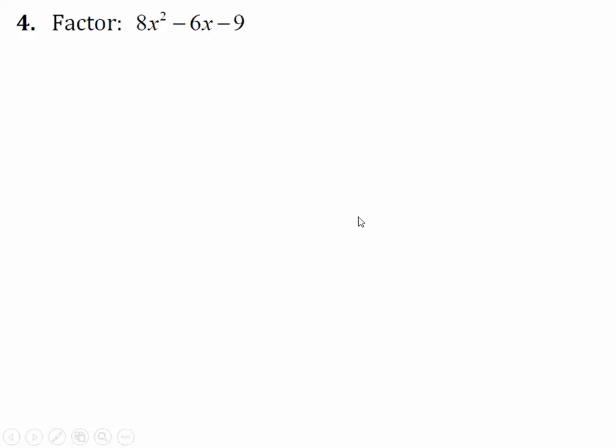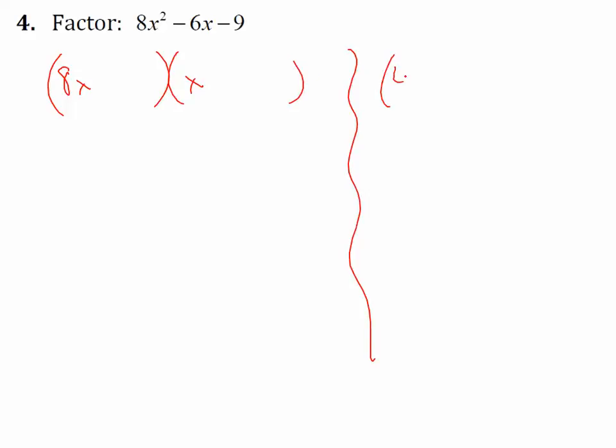Can you refactor this one? I don't know. So I'm going to try here. And so two possibilities. Let me write it another way here. So you could have an 8x times x. That's one possibility for the front numbers. You can have a 4x times 2x, right? That's our possibilities.